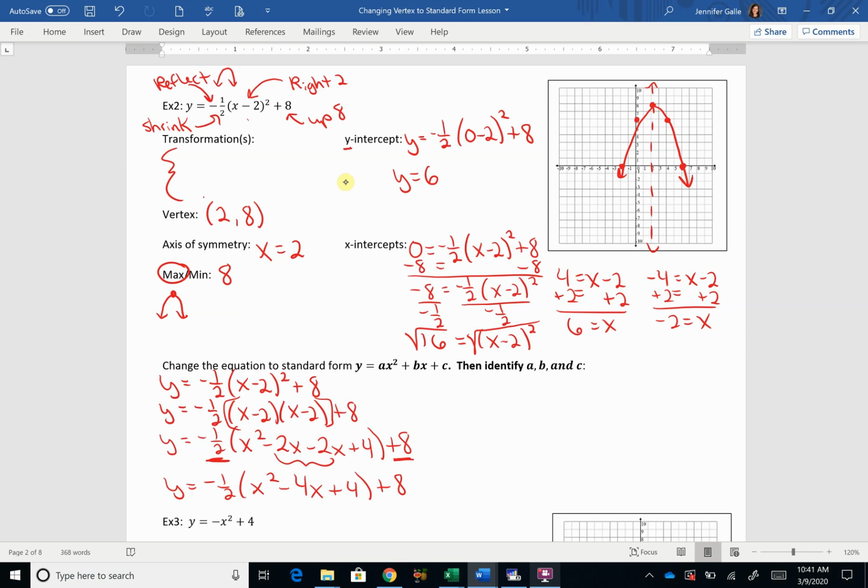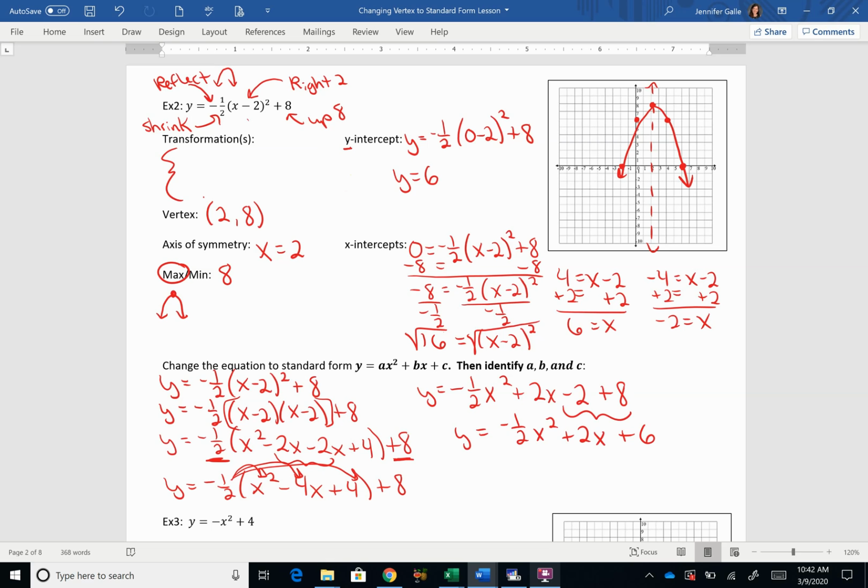Now, if there's a number out front, now I have to distribute. And it's okay, we're going to have a negative 1/2 x squared. Negative 1/2 times negative 4, it's going to give me a positive 2. Negative 1/2 times positive 4 is going to get me negative 2. I can combine the negative 2 and the 8. Remember, I don't change any signs. I'm just putting them together as is.